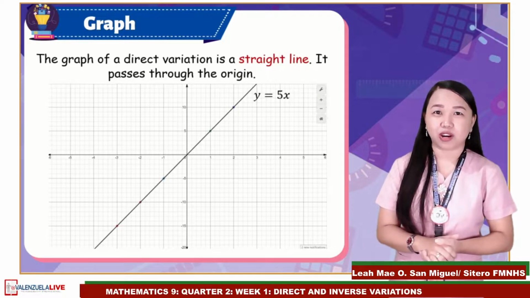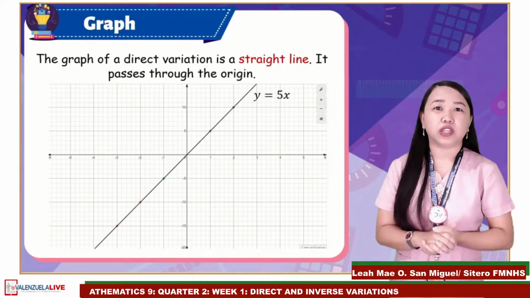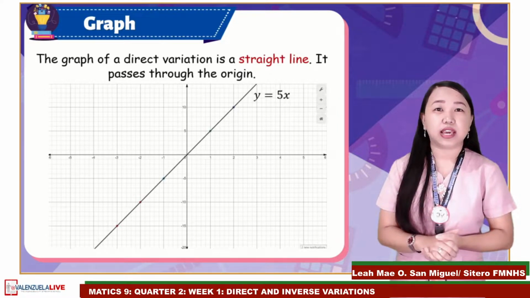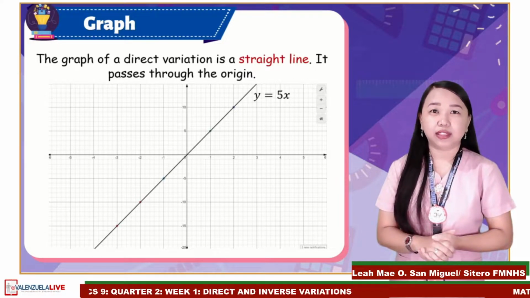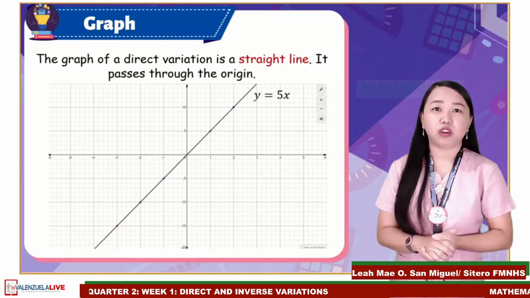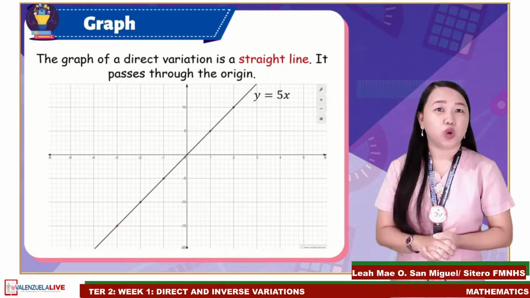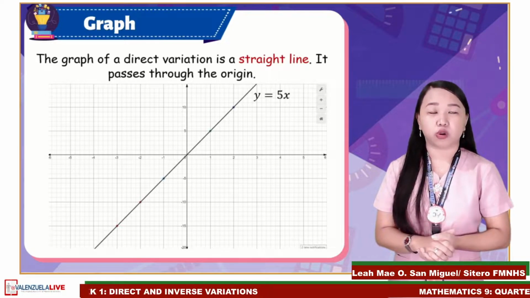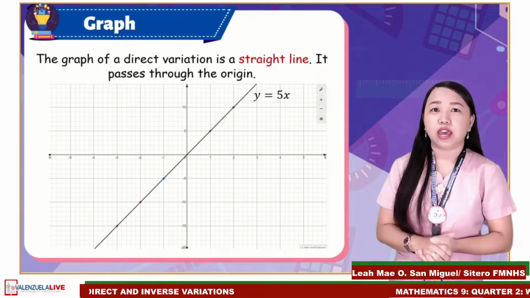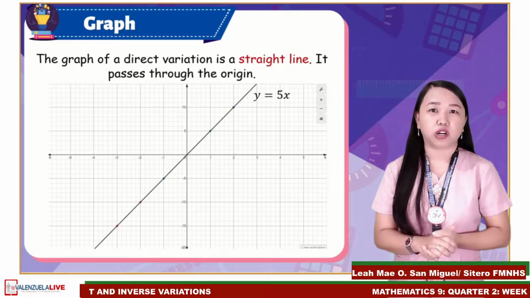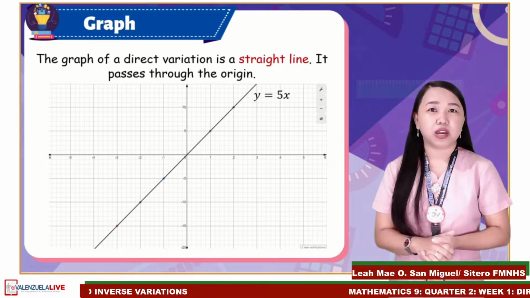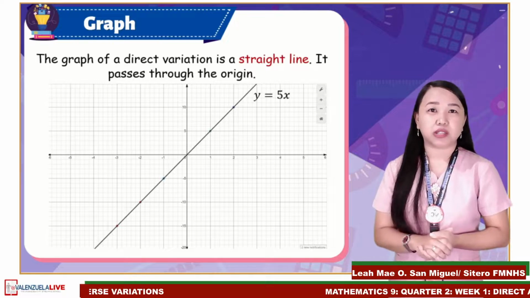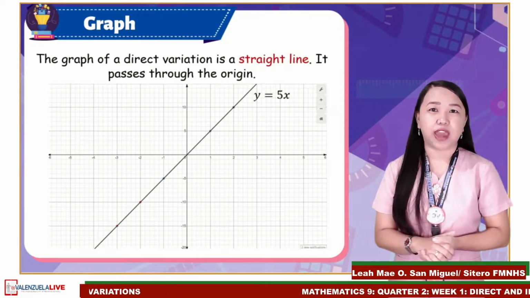Always remember that the graph of the direct variation equation is a straight line and it passes through the origin. But we will not be using the coordinates (0, 0) or the origin in finding the constant of variation. Remember that 0 divided by 0 is undefined.